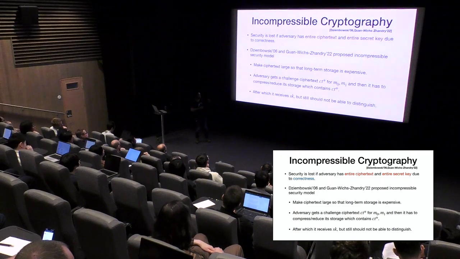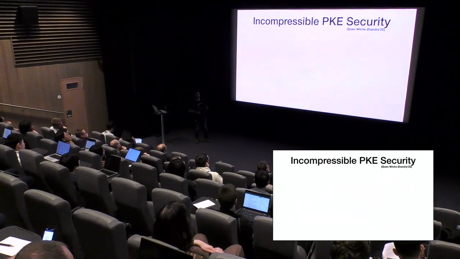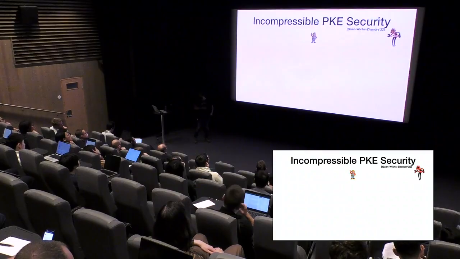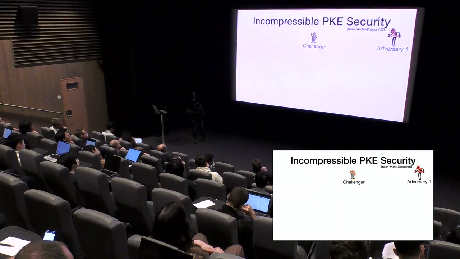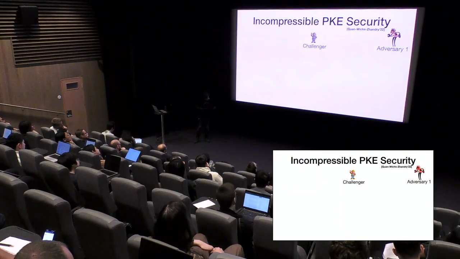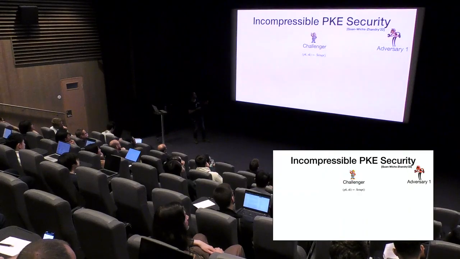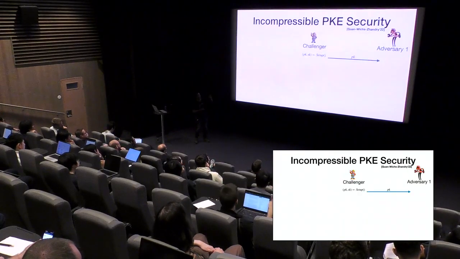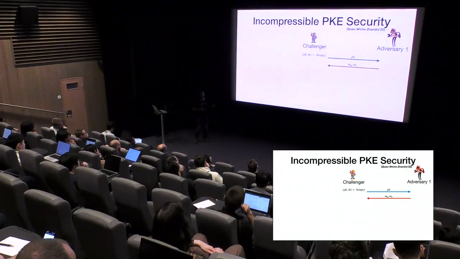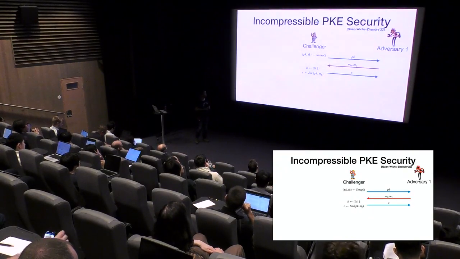Now, how do you formally define this? It's again by a game, but now you have a two-stage game. The first stage is similar to the standard security notion, where the challenger generates a public key and secret key, and sends the public key to the adversary. The adversary sends back two messages, M0 and M1, and gets a ciphertext of a random message.